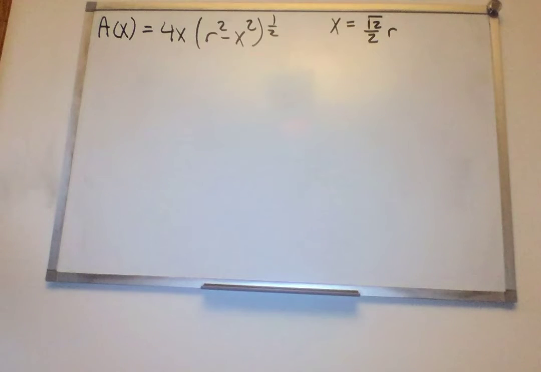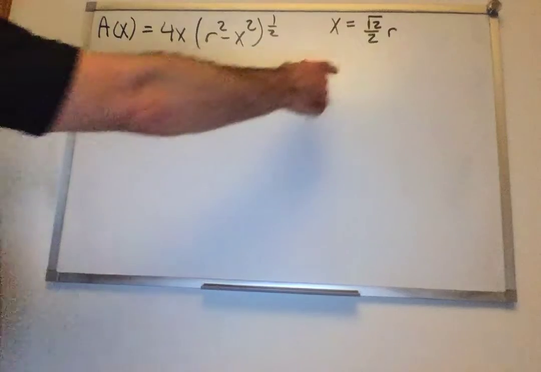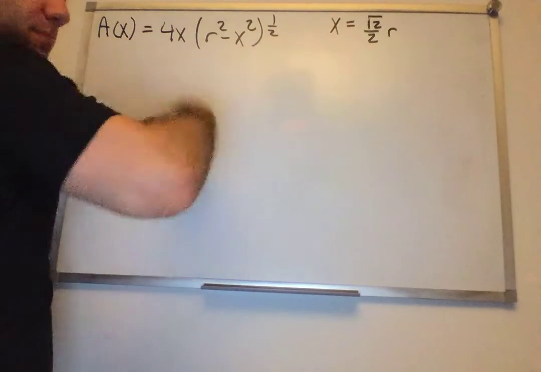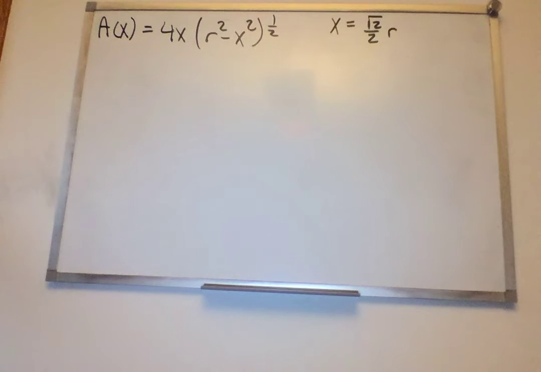This is a continuation from the last problem. We had just found the x value for the box in the circle. Now, what we still need to do is find the y coordinate, because after we find the y coordinate, we could find the dimensions of this rectangle.